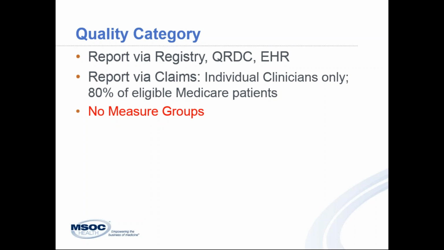There are no measure groups, which is a popular way that some groups have been reporting quality measures, especially smaller groups where you could just look at a sample of 20 diabetics or 20 patients with COPD and report on a set of measures for those 20 patients. That is not included in the proposed rule. Our comment and many others have asked that it be reinstated. I don't know whether it will succeed or not.